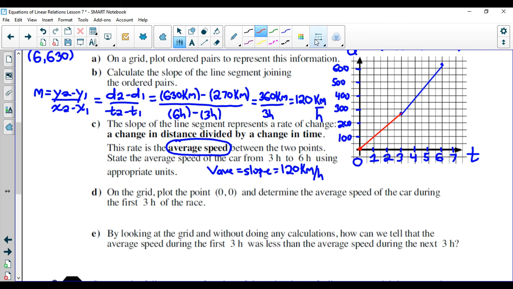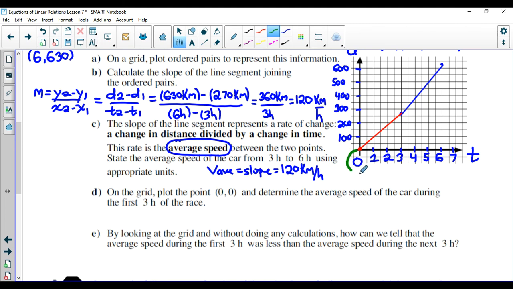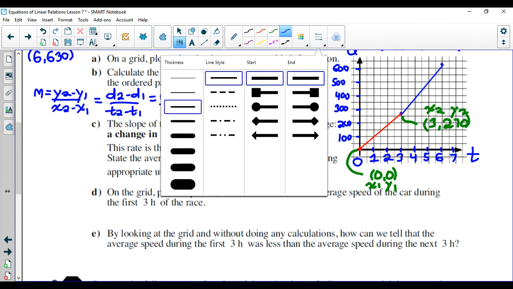So this time around, the points we're going to use, and I'll illustrate this with a different color, our starting point is going to be this one. That's going to be 0, 0. And then our end point of this line segment is going to be this point, and that point was 3, 270. We're going to treat this one as x1, y1, and this one as x2, y2. Okay, so let's go ahead and calculate it now.